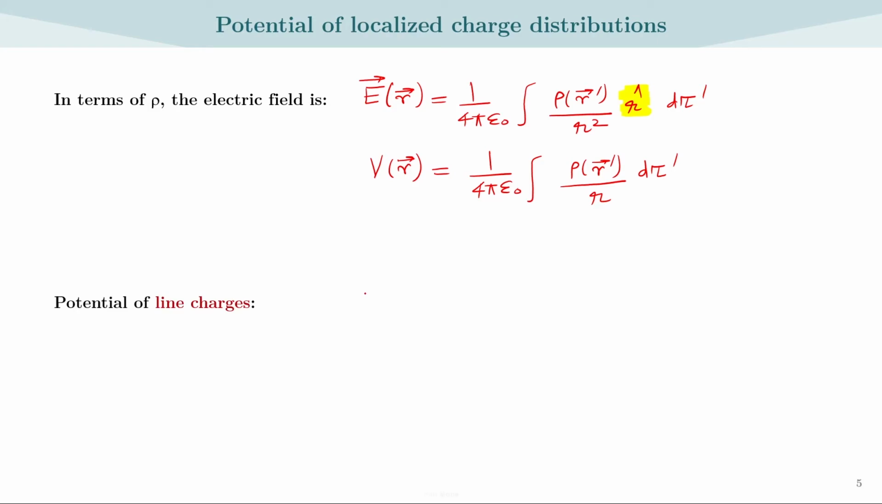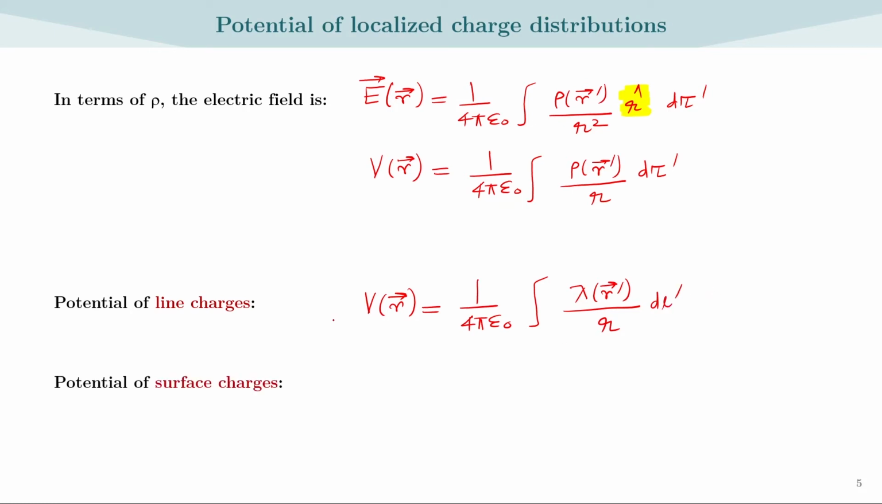The potential of a line charge can be written as V(r) equals 1 over 4 pi epsilon 0 integral lambda(r prime) over script r dl prime. Now the potential of a surface charge is V(r) equals 1 over 4 pi epsilon 0 integral sigma(r prime) over script r dA prime.